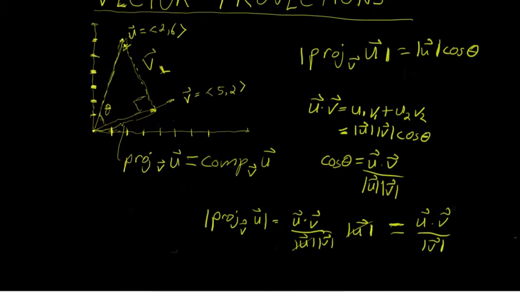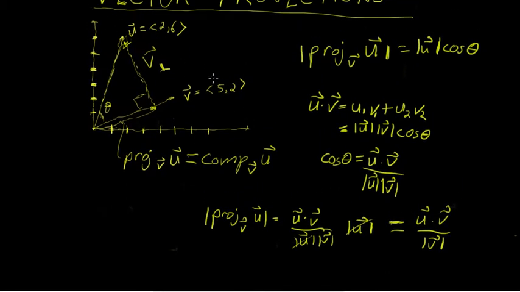So now just looking at this, we can figure out the length of this projection vector. Well, what is it? It's going to be u dot v. So here, the projection of u onto v is going to be u dot v over the magnitude of v.